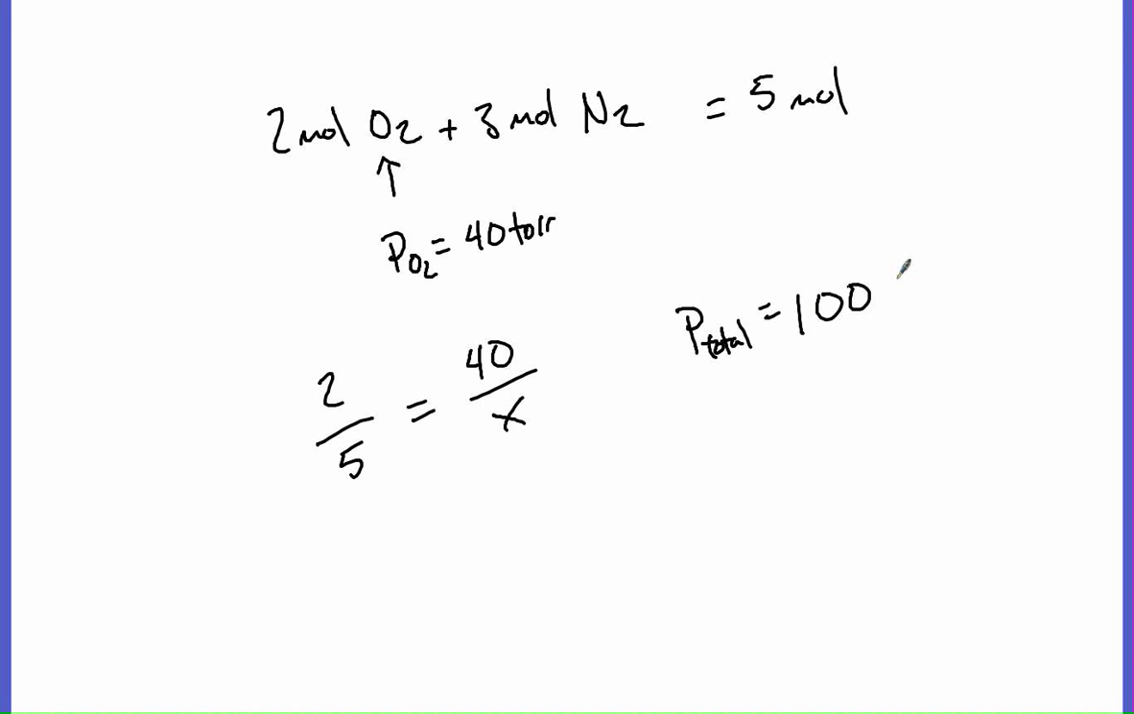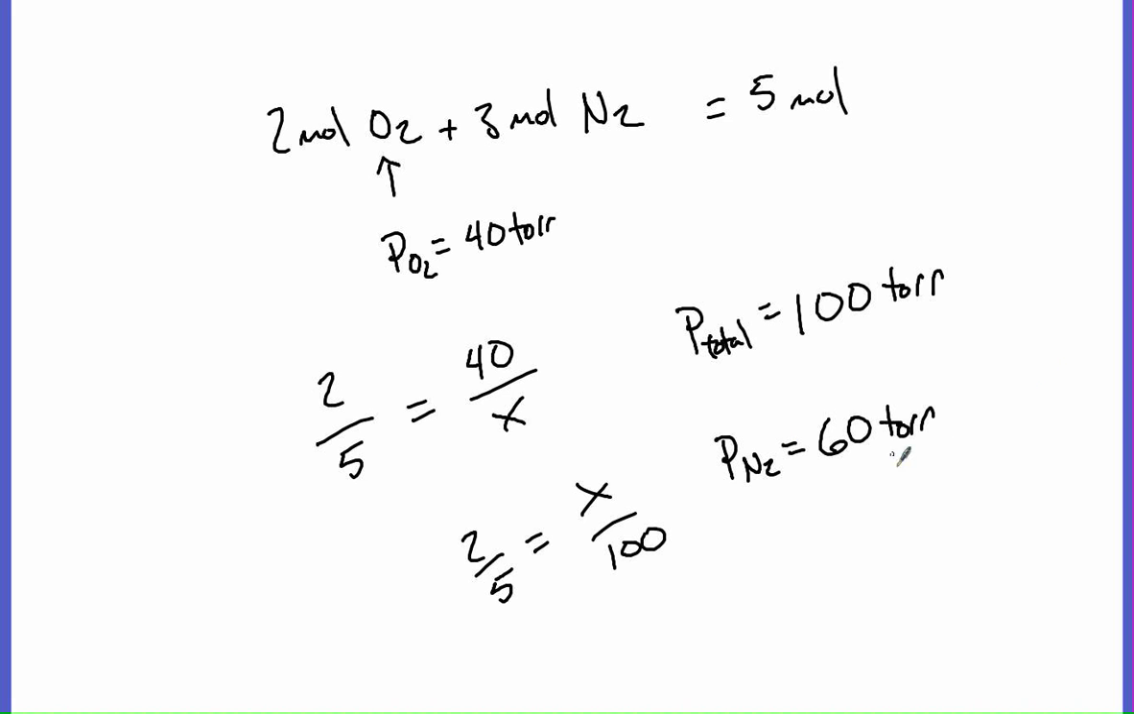of 100 torr, which again, if I want to figure out what part of it is nitrogen, I could go 2 over 5 equals x over 100 now, but I also could just subtract 40 from 100. And I could figure out that 60 torr is attributed to that nitrogen. Again, I'm throwing a lot of different kinds of examples at you, but it's not supposed to be hard. It's supposed to be pretty logical.